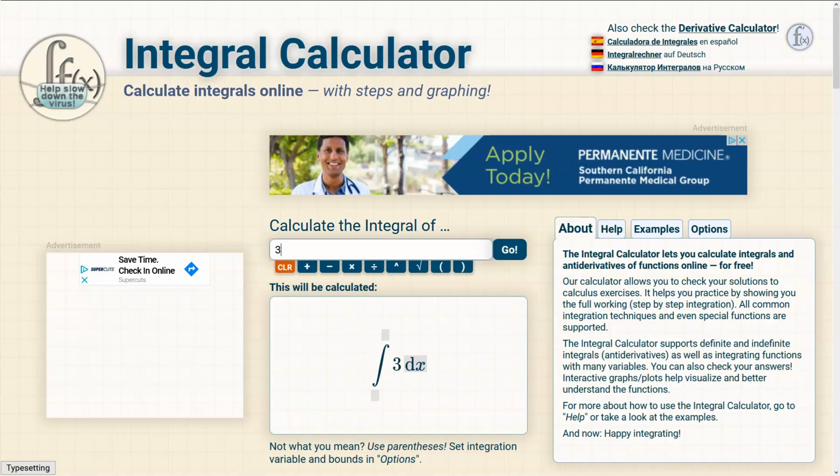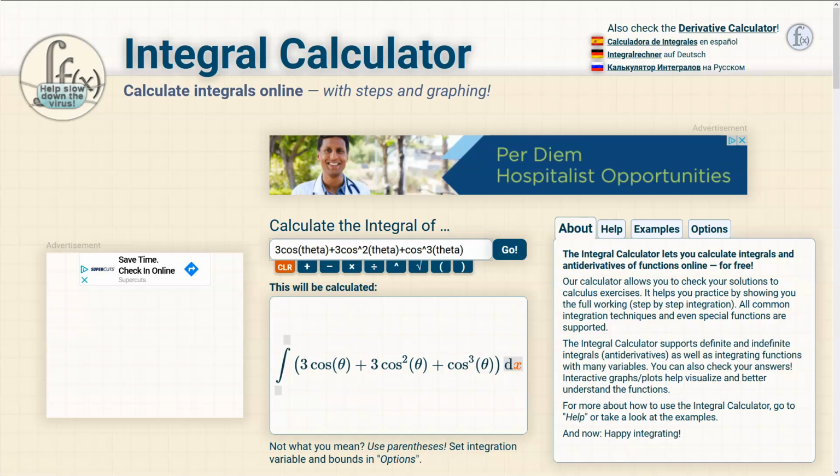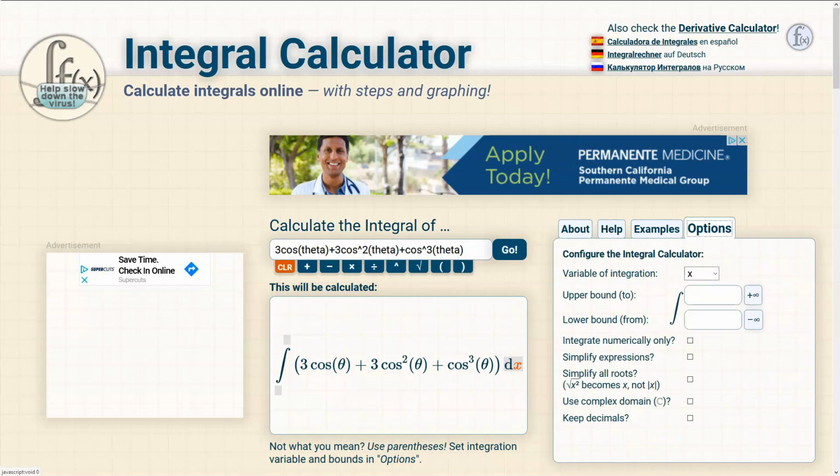So 3 cosine theta plus 3 cosine squared of theta plus cosine cubed of theta. Check to make sure they got syntax right. 3 cosine squared plus cosine cubed. We need to change this to theta, there's theta way up there above x. Okay, so we'll change it to theta, and that was a definite integral from 0 up to pi over 2. All right, go gadget integrator.